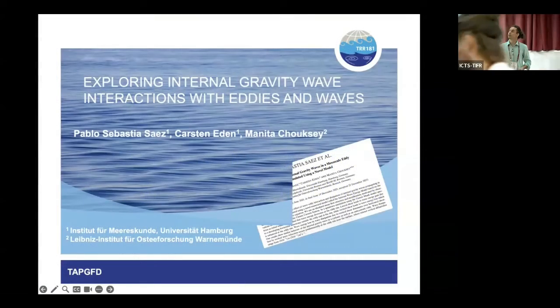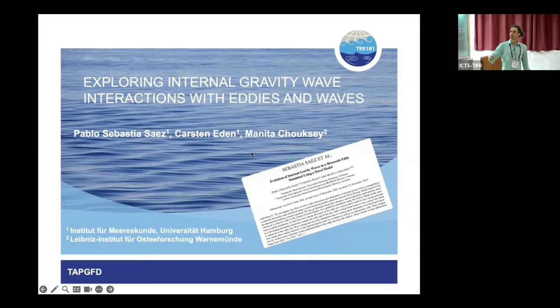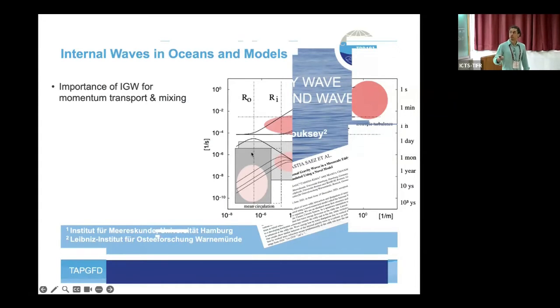Afternoon. So this is work done together with Carsten and Manita. And I hope you remember the lecture by Carsten on Monday, because today I will show mainly applications of ray tracing theory and the scattering integral. So I won't go into the details of the derivations of the theory, as I hope you remember. I also will talk about this recently published paper of ours, which is on the evolution of internal gravity waves in a mesoscale eddy. So, okay.